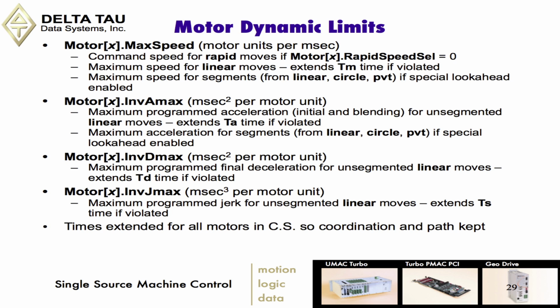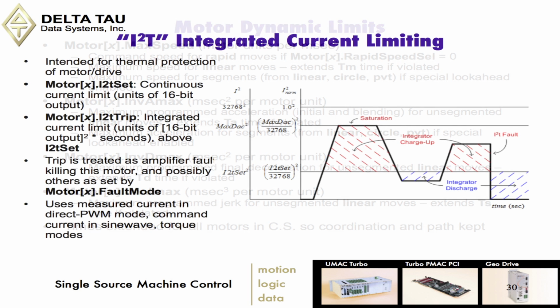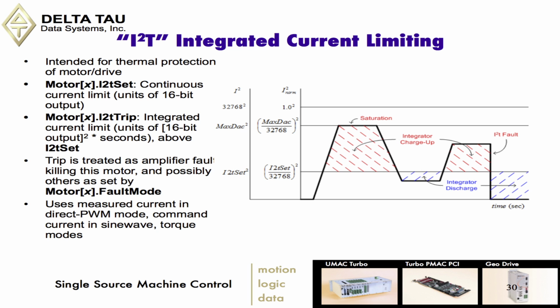And then there's inverse Jmax. This would be the S-curve part on a program move. This would be the maximum S-curve on a program move. So it would extend the TS if it's violated. Now, times are extended for all the motors in the coordinate system so that the path through space remains the same. So basically, your worst behaving motor is going to slow everybody down or decelerate everybody down accordingly.